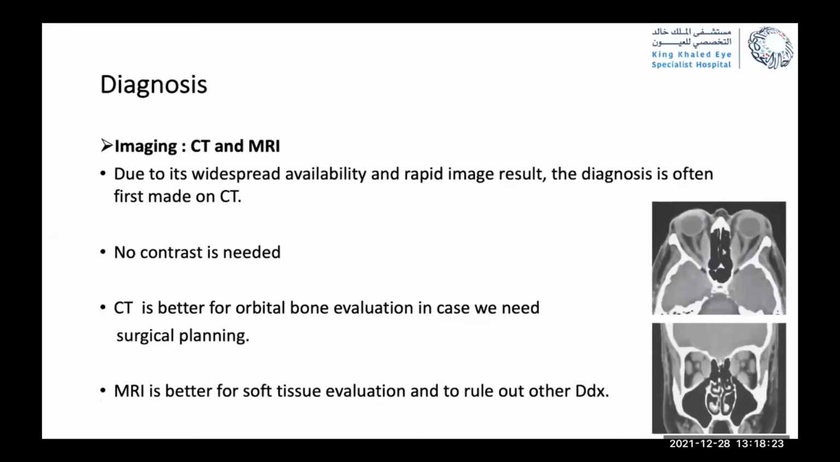Okay, when we are talking about imaging, we mainly mean CT scan and MRI. Why? Because orbital ultrasound and Doppler have limitations in thyroid eye disease compared to these two modalities. Due to its widespread availability and rapid image result, the diagnosis is often first made on CT scan. No contrast is usually needed. CT scan, as you know, is better for orbital bone evaluation in case we need a surgical plan, and MRI is better for soft tissue involvement and to rule out other differential diagnoses.